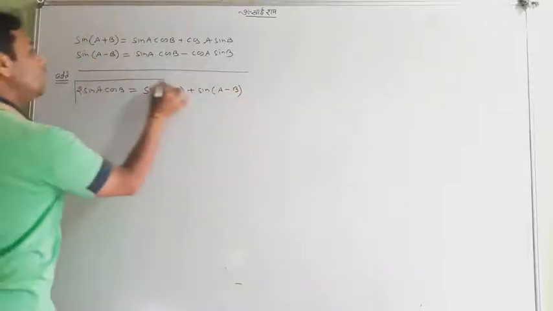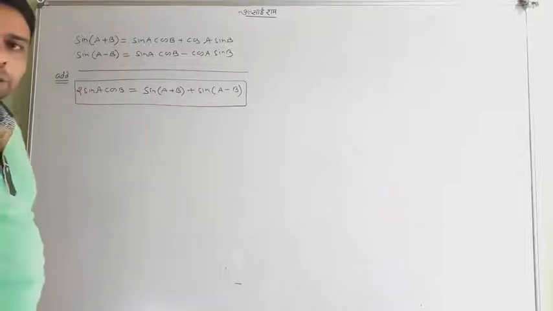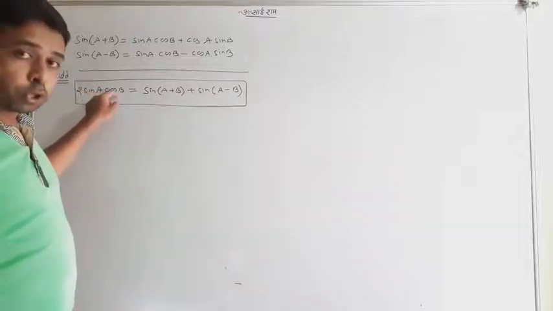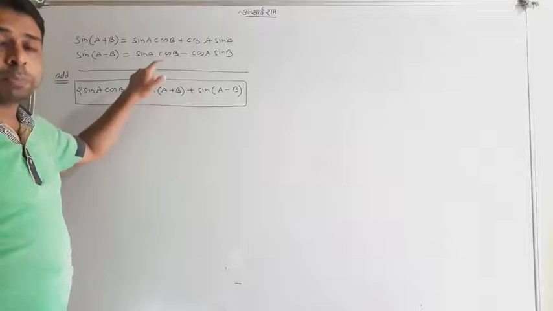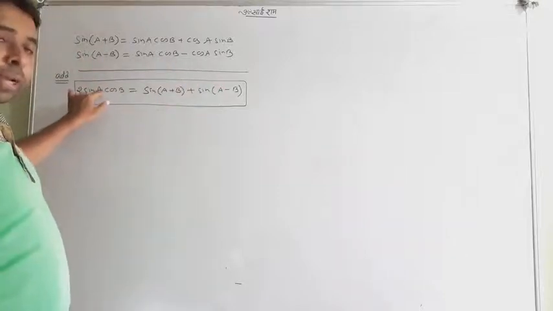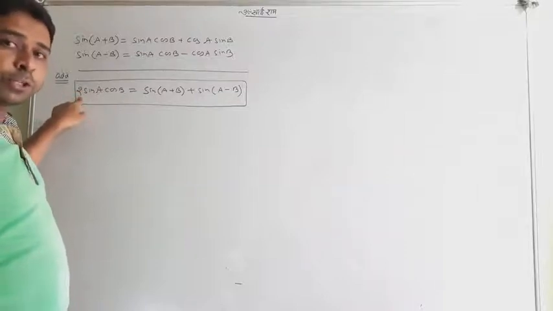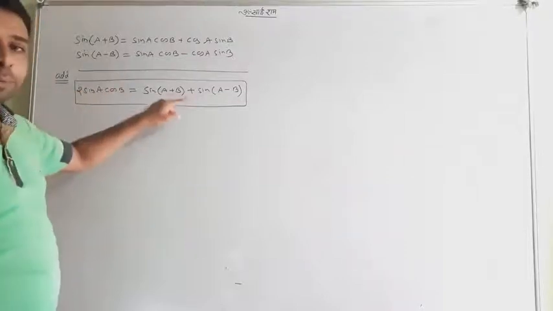This formula you can read like 2 sin A into cos B is equal to sin A plus B plus sin A minus B. So these formulas are created in multiplication form with 2 as a coefficient. When 2 is a coefficient, then 2 sin A cos B is the formula, this one.